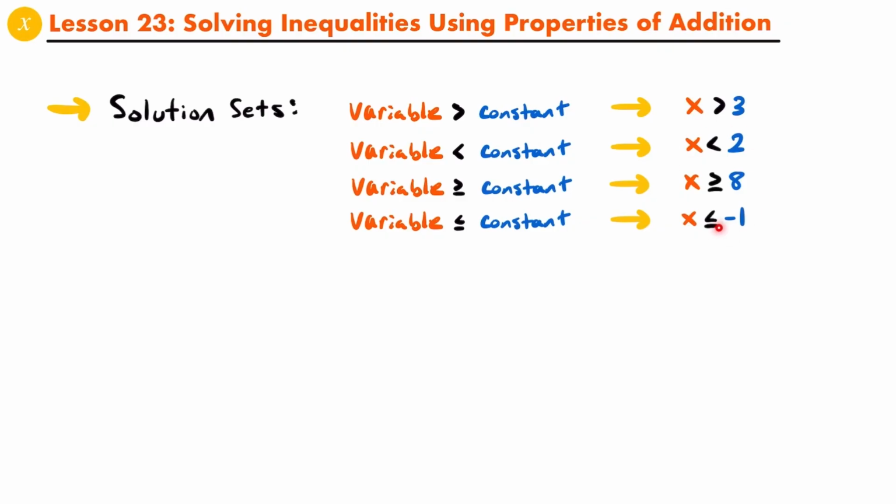And so these inequalities here, we would say are already solved, right? They're already in the form of a solution set. And so there's really nothing for us to do in terms of solving inequalities in this form. But there are going to be inequalities that are not this simple, where the solution set, or the values for the variable that make the inequality true, are not as obvious.